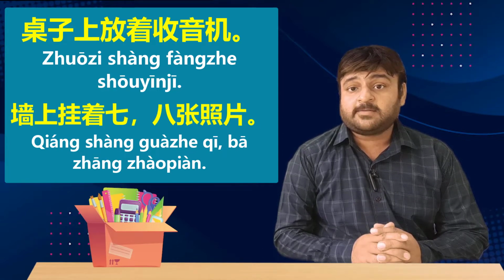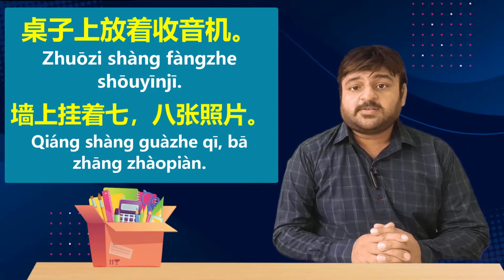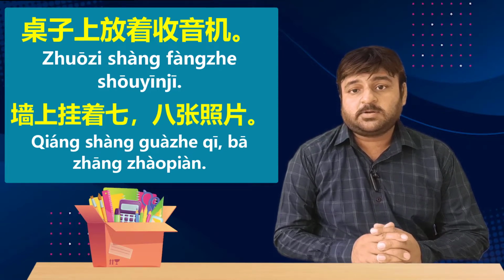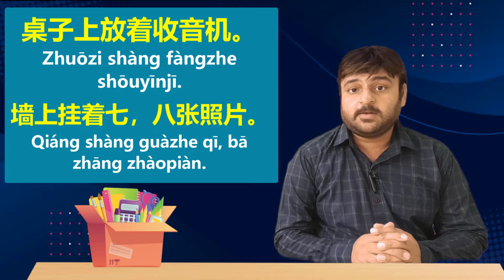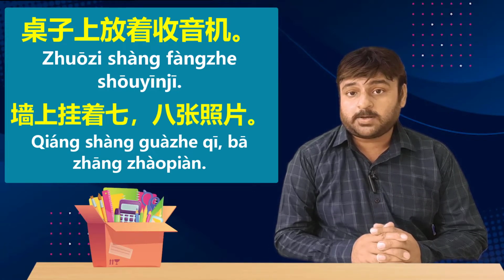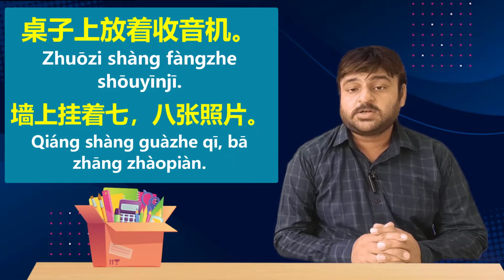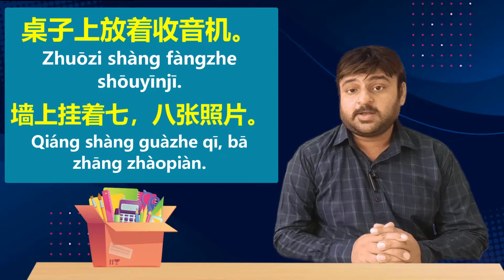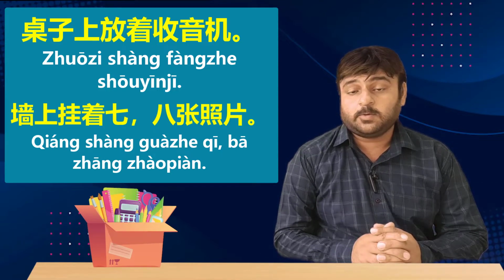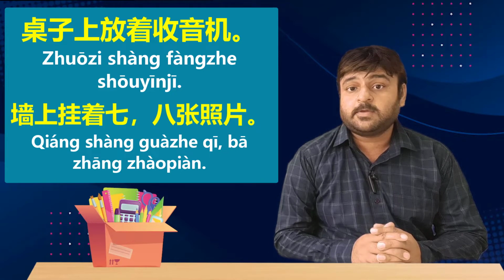Let's have a look at the first sentence. 桌子上放着什么? What is placed on the table? 桌子上 on the table. 放着 is placed. 什么 what? What is placed on the table? 桌子上放着收音机. On the table is placed a radio, or the radio is on the table.